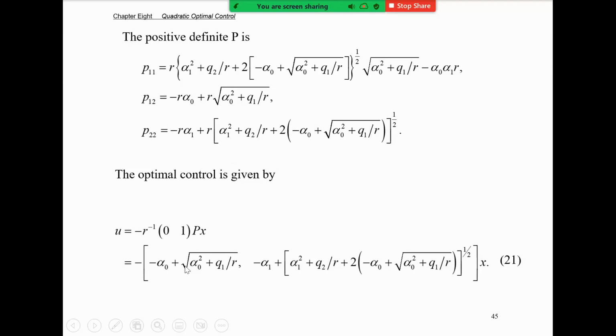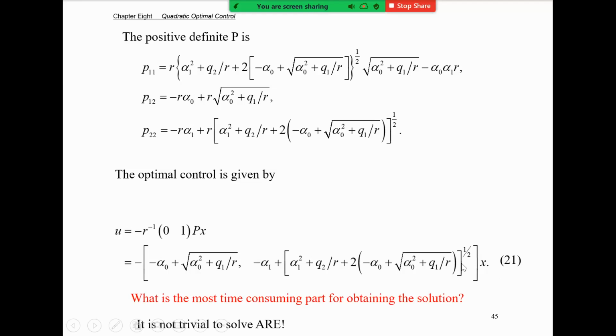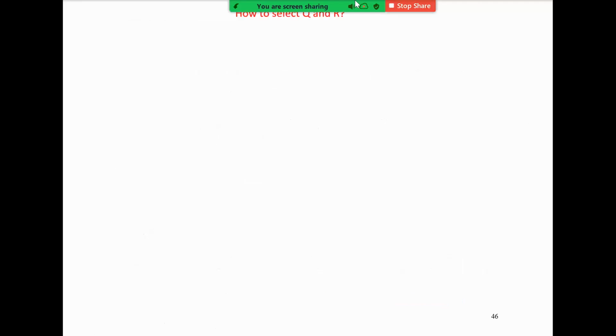Once you get the final answer for this one, you can say the expression is quite complicated, right? So definitely it is much more difficult than the pole placement. And then it is also time consuming. So here, what is the most time consuming part? It is how we solve the ARE, right? How we solve the algebraic quadratic equation. But we are going to come back to this point later. Let's move on.